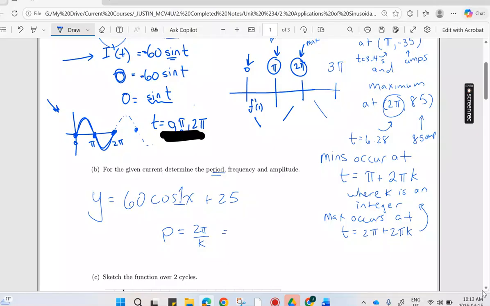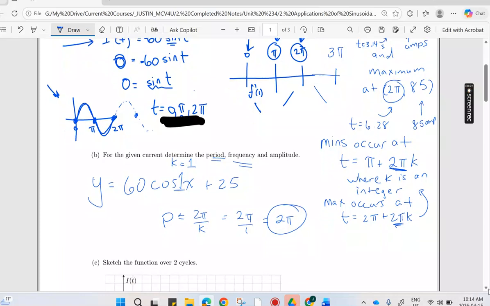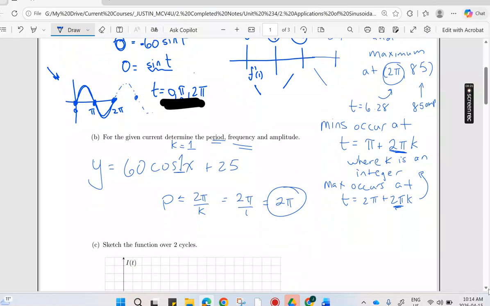Okay. K is equal to 1, which means my period is just 2 pi divided by 1, which is 2 pi, which we already established because we realized that our minimums repeat every 2 pi, and our maximums also repeat every 2 pi. Okay? And then our frequency, well, how often it happens, okay? And then our amplitude is 60.